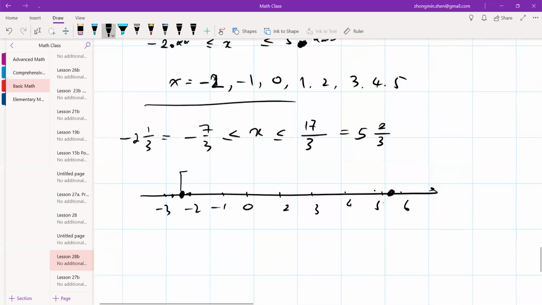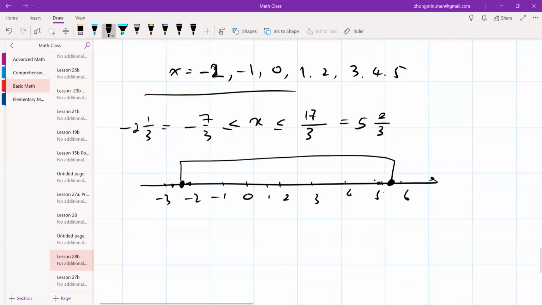Okay, so x is between those two, and clearly negative 2, negative 1, 0, 1, 2, 3, 4, 5 are all included. Okay. Got it?